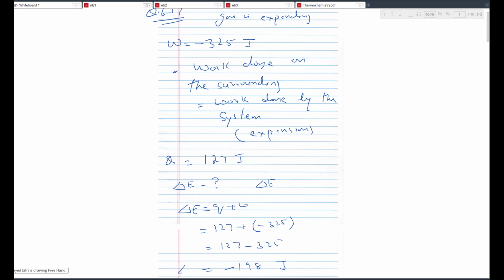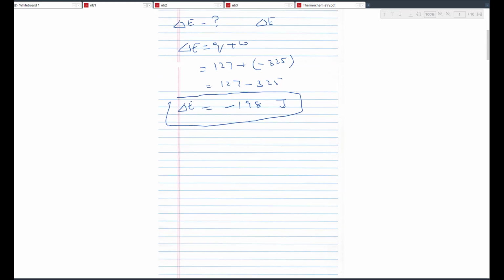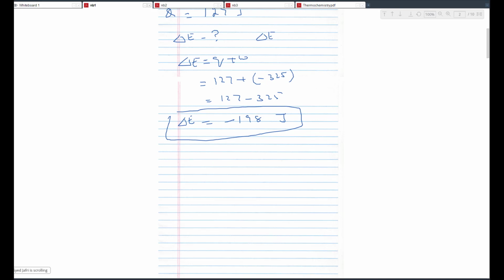Now I'm asking another question. They are not asking, but I am asking. Internal energy is decreasing, right? So if it is decreasing, what do you expect? Will the temperature of the system increase or decrease? It would decrease, because temperature depends on internal energy. If the internal energy is increasing, temperature is going to increase. If it is decreasing, temperature is going to decrease. The surrounding temperature is increasing, while the temperature of the system is decreasing.